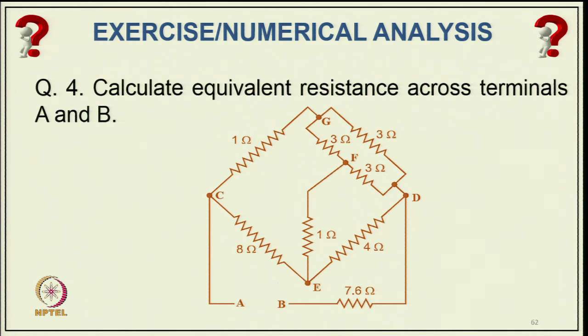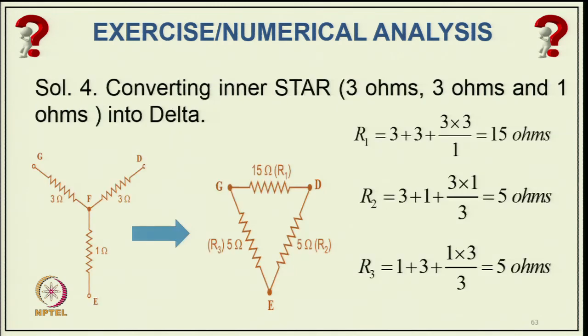So, coming to question number 4, calculate the equivalent resistance across terminals A and B. You can see the circuit looks very complicated, but after conversion of star to delta it becomes quite simplified. So, we have to convert this delta network of G, F, D into star, then it will become very simplified. So, connecting this, G, D, E, into star to delta connections.